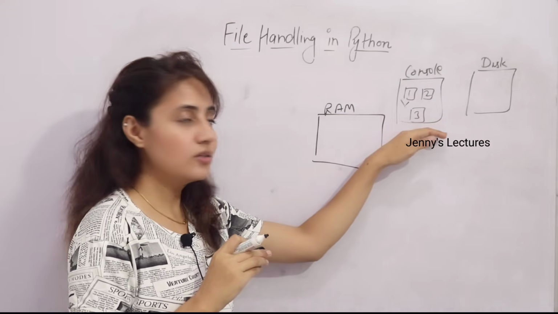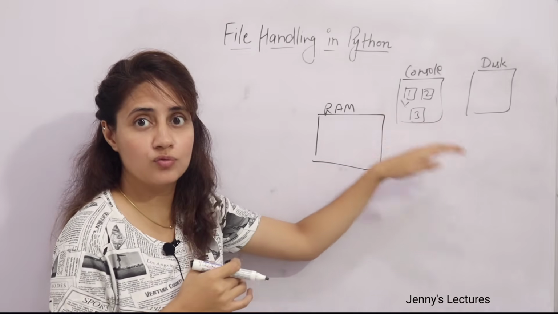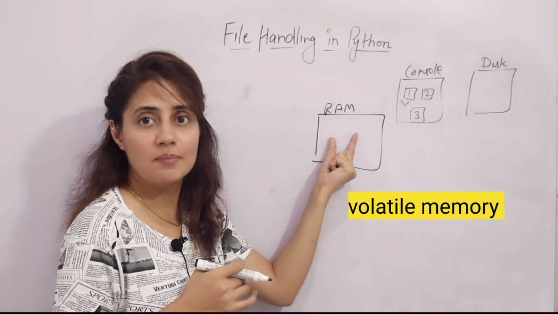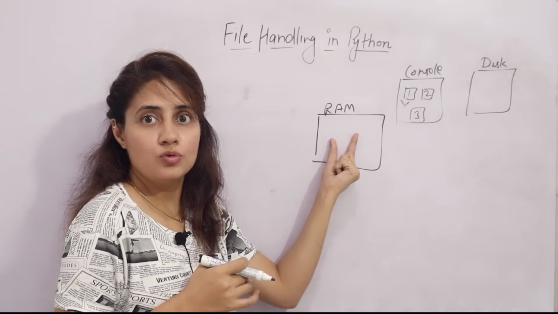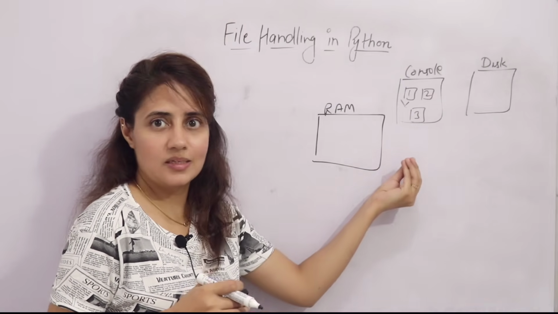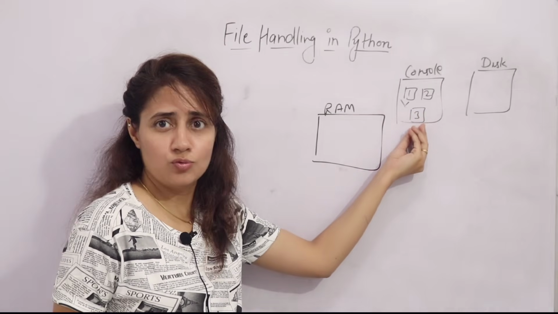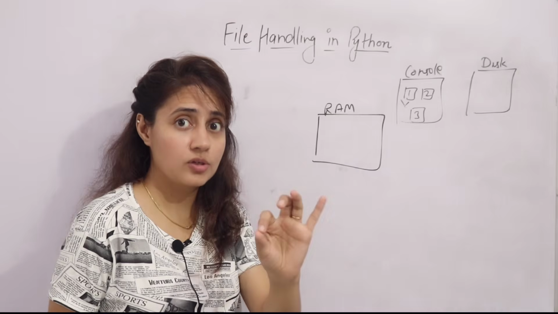Whatever data you have worked upon in this program, addition of two numbers, that is gone now, right? Because that was in volatile memory, RAM. Now what if you want to store this data permanently? Okay, that is just a simple example. Why would you need to store these two numbers and their addition? That is just a simple example. I just want to clear the logic.